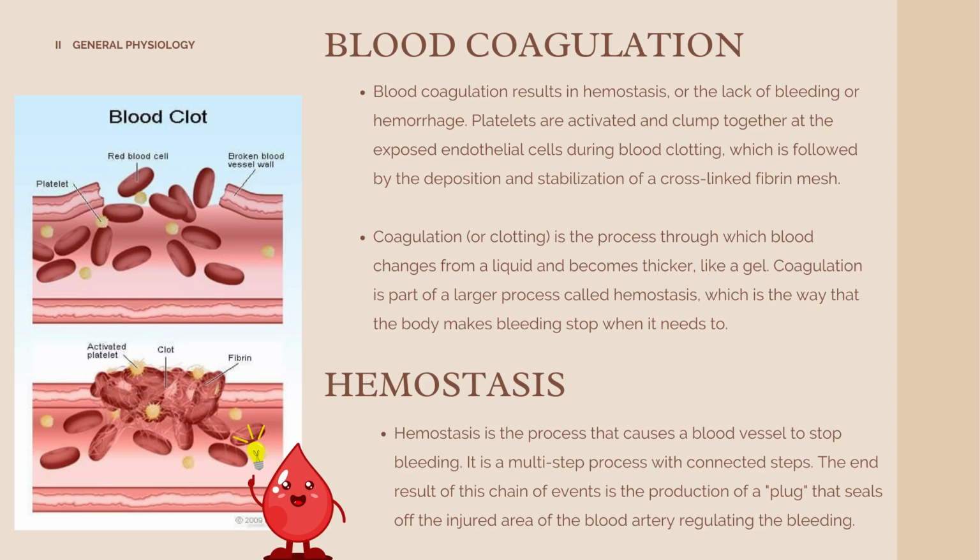Platelets are activated and clump together at the exposed endothelial cells during blood clotting, which is followed by the deposition and stabilization of a cross-linked fibrin mesh. Coagulation, also known as blood clotting, is the process through which blood changes from a liquid and becomes thicker, like a gel. Coagulation is part of a larger process called hemostasis, which is the way that the body makes bleeding stop when it needs to.